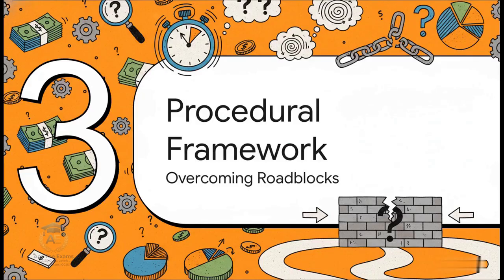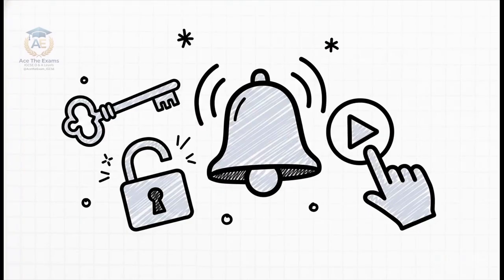All right, part 3, the procedural framework and overcoming roadblocks. Okay, wait, real quick. Before we actually solve the hardest part of this problem, let's talk about the biggest roadblock you're going to face: analysis paralysis. You know that feeling when you're staring at the clock and you suddenly realize you've burned 20 minutes on a 12-mark question? Yeah, it's the worst. To fix that, you need an internal alarm bell.